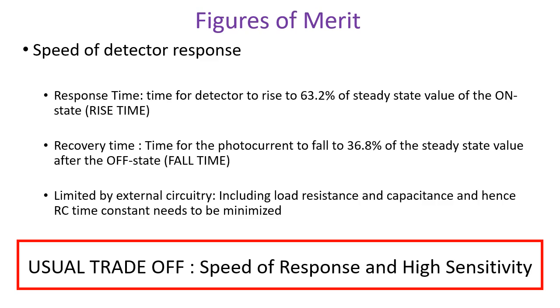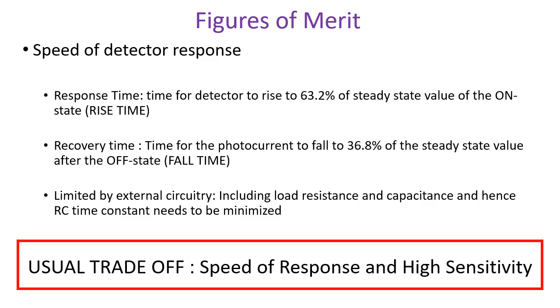So for example, the response time or the rise time of a detector is the time required for the detector to rise from, let's say, the off level to the on state, but only to 63.2% of the value of the steady state on state. So for example, the steady state on state was 1 volt. The time required for it to go from 0 to about 0.63 volts is precisely the response time or the rise time of the detector, right?